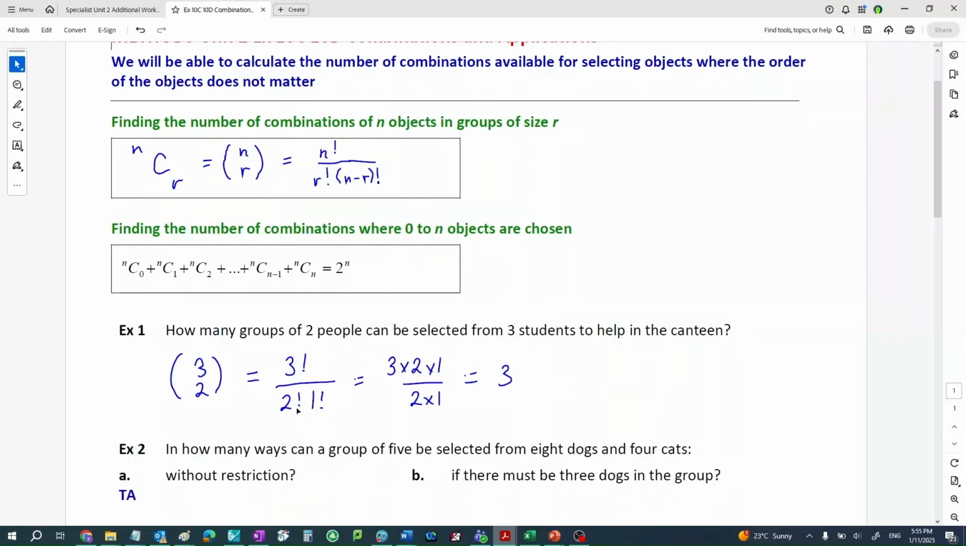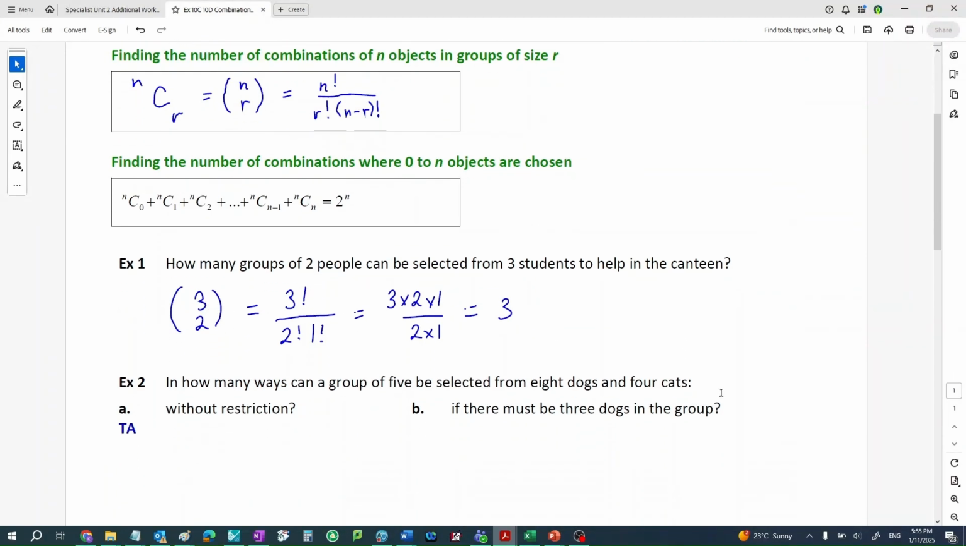Now, in cases like this, for example, if it was 10 choose 9, our answer would be 9. If it was 10 choose 1, our answer would be 10. If it was like 8 choose 7, our answer would be 7. And when it's 3 choose 2, our answer is 3. And that's just going to be a general rule we can remember.